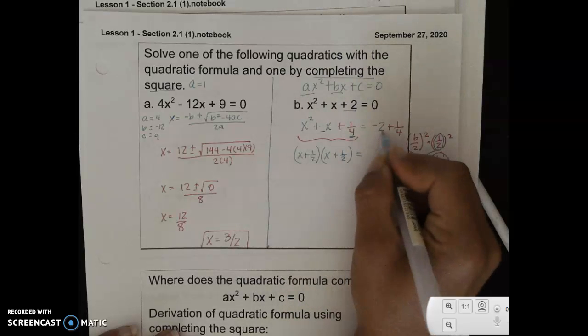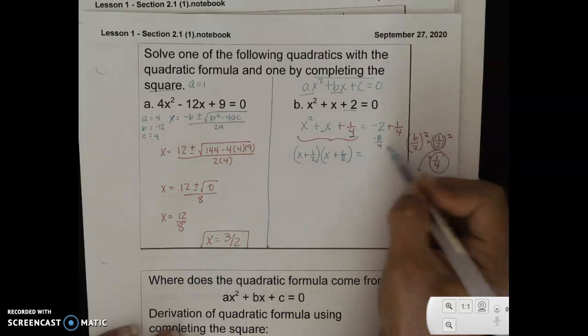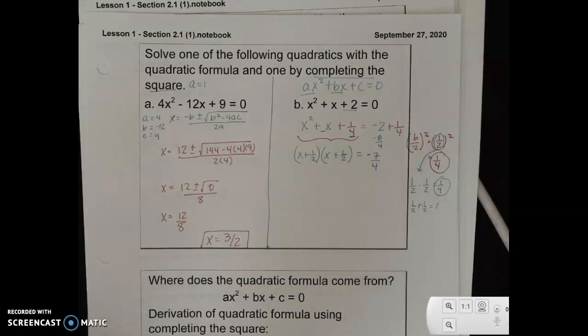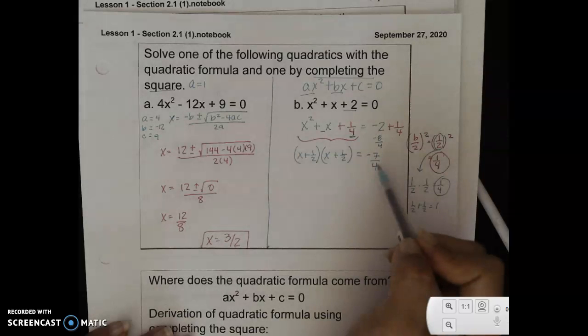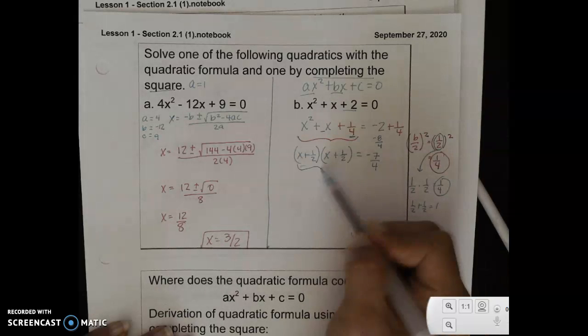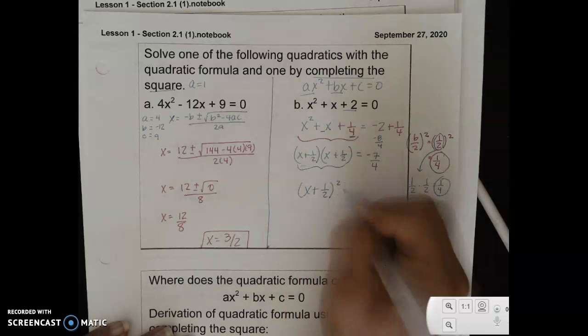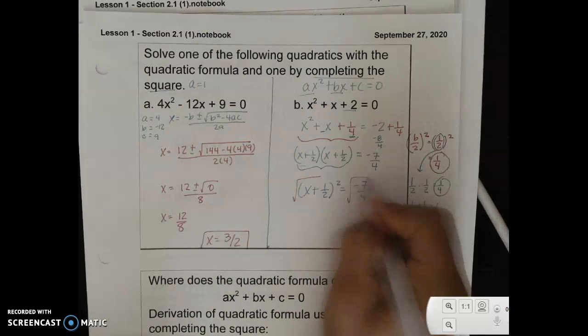And then for this, I'm going to think about negative 2 with a denominator of 4. Negative 2 is the same thing as negative 8 over 4, plus 1 over 4, so I get negative 7 over 4. So my answer so far is this. Now I can write this as x plus 1/2 squared, since I have 2 of the exact same factor. And then to solve, I'm now just going to take the square root of both sides.